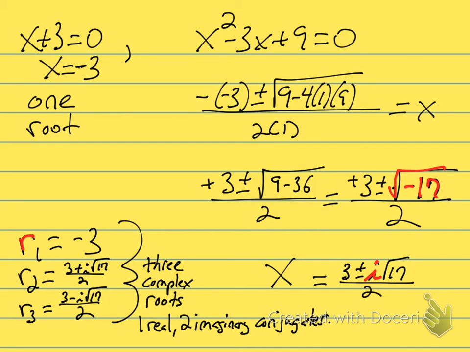So now we have our 3 roots for this cubic equation. One root is a real rational root, which was negative 3. The other 2 roots are going to be complex conjugates, which contain the imaginary number i in them.